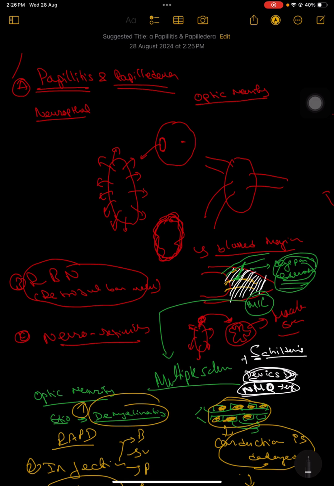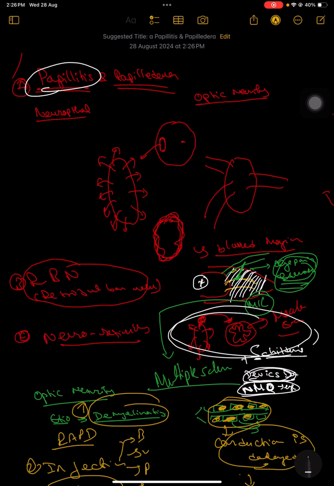Now I already told you about the disc changes, okay? I don't think much more is needed. One is papillitis, the other one is retrobulbar neuritis. In retrobulbar neuritis, nothing is seen, okay? The disc is also normal. The doctor will also not say anything. The patient will also not see anything in the case of retrobulbar neuritis.